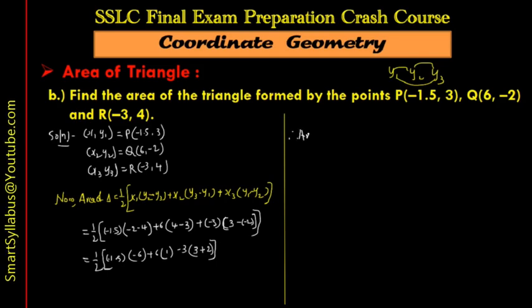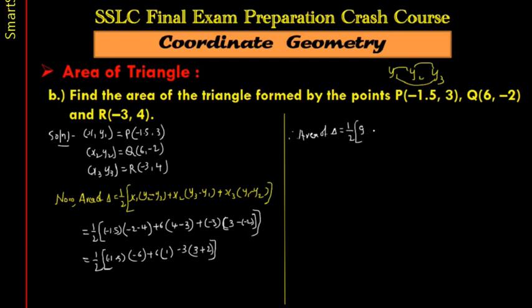Therefore the area of the triangle is equal to half, minus 1.5 and minus 6. We have to multiply these two values. Minus into minus is going to be plus. So 1.5 into 6 is 9. Next, plus 6 into 1, it's 6. Minus as it is. Now inside this bracket, 3 plus 2 is 5. 5 into 3, it's 15.